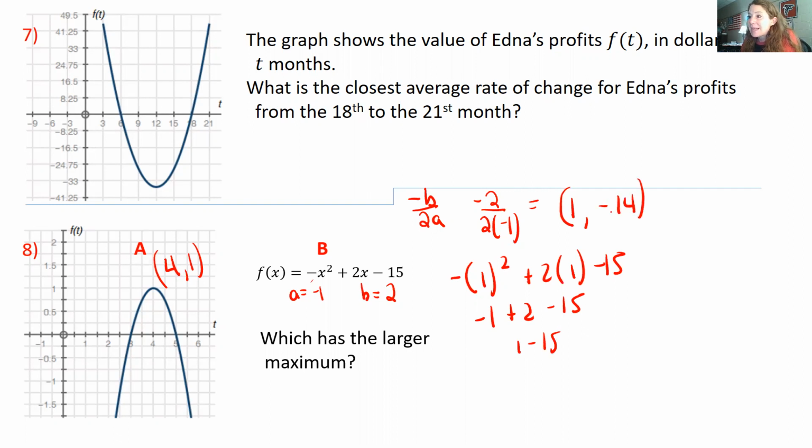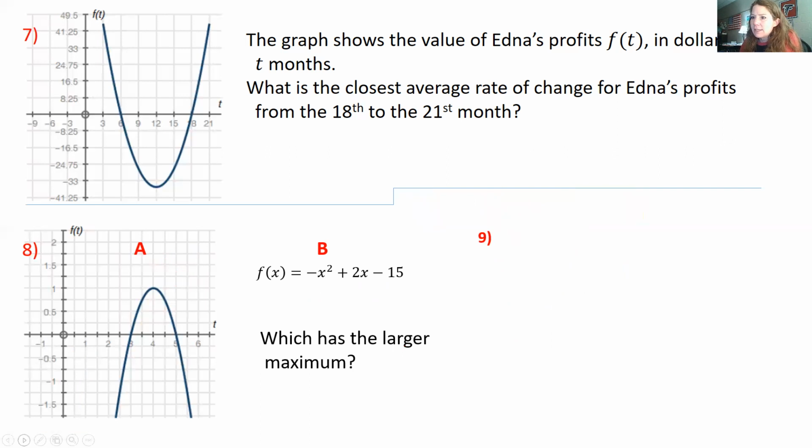So which has the maximum? Which one has the larger maximum? So this one would be 1 and way down our graph, way down there. So I don't really like this question, the larger maximum. This one's got to be it because both x and y values are bigger than 1 and negative 14. So anyway, that's not my favorite question, but there it is anyway.